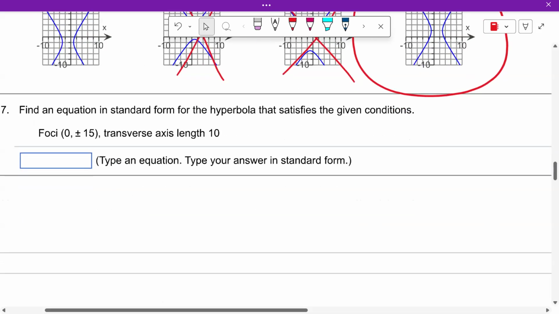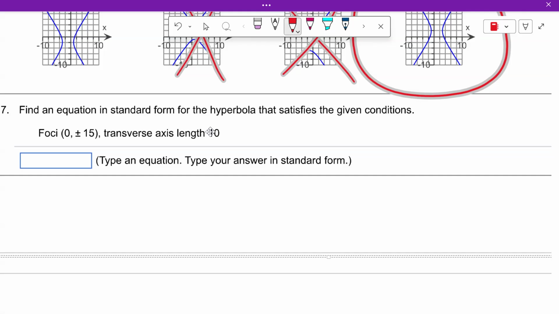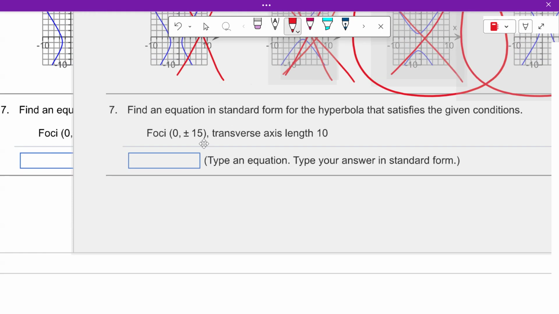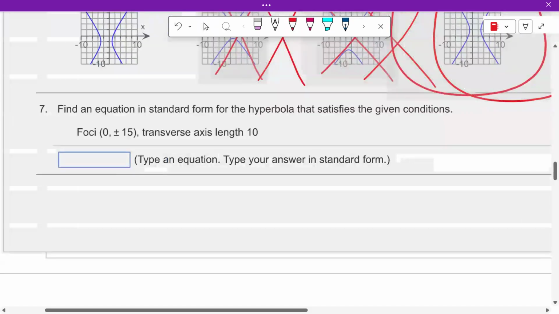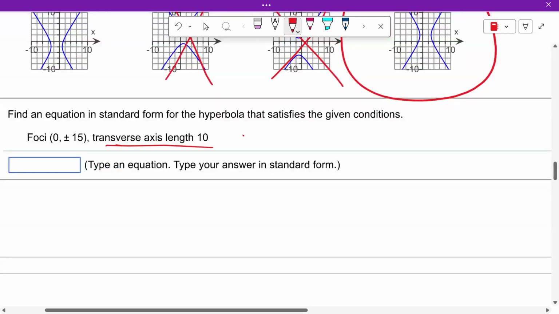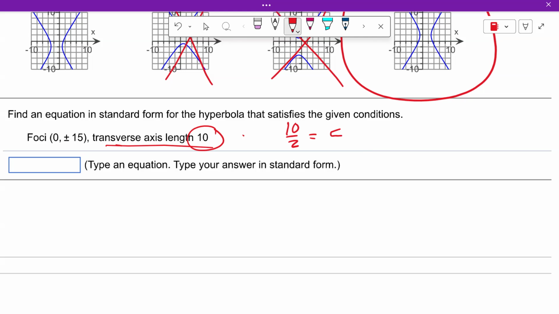Okay? Find the equation of the standard form of the hyperbola. The transverse axis is the other axis. You have a major axis and a transverse axis. So this would be the B axis. So you take this and divide it by 2 to find what B is. 10 divided by 2 is 5. That's what B is going to be.